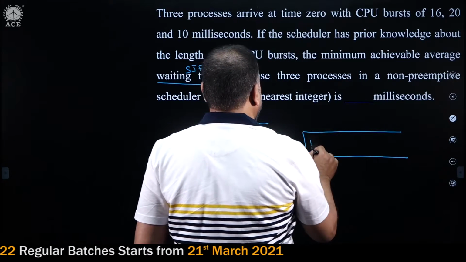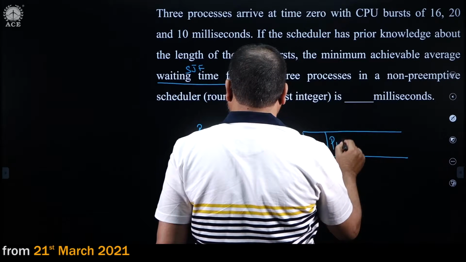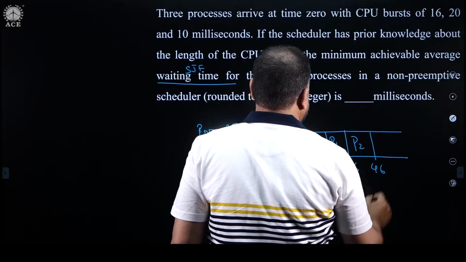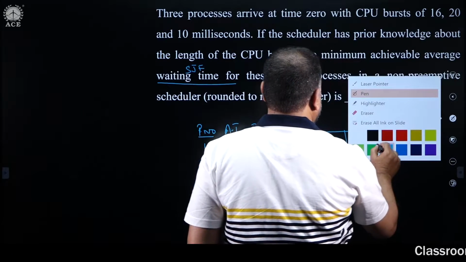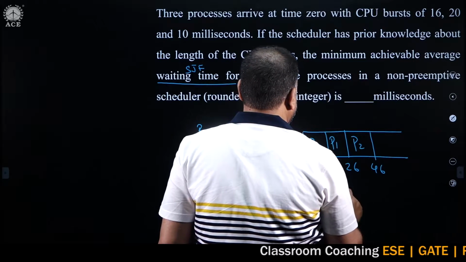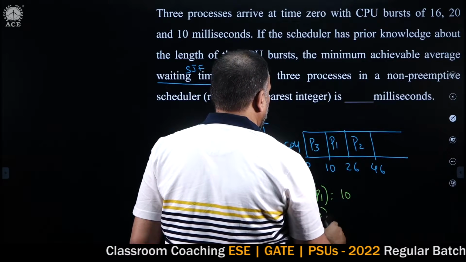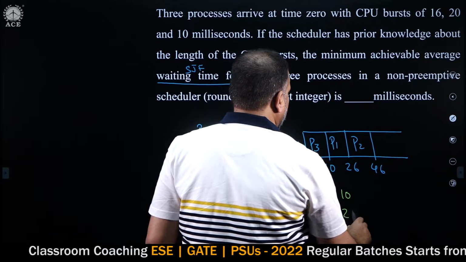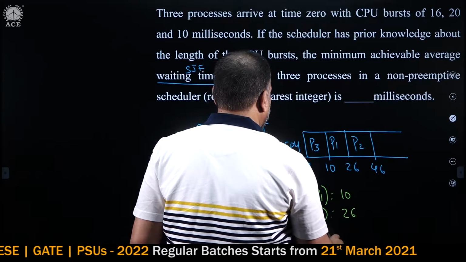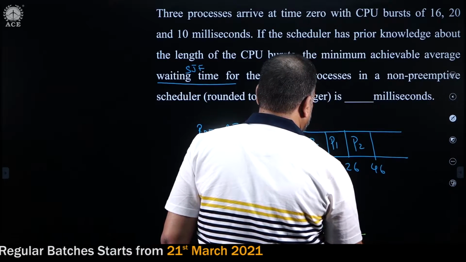So, first P3, 10, then P1, 26, then P2, 46. That is it. Find the waiting times. Waiting time of P1 is 10. What is waiting time of P2? P2, so 26. What is waiting time of P3? From the Gantt chart, 0. So 36 is the total waiting time.